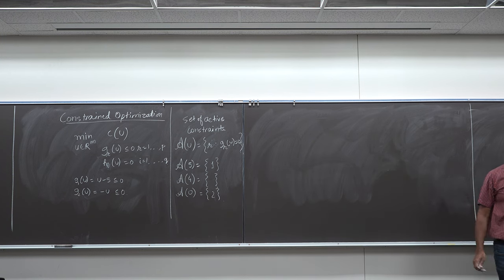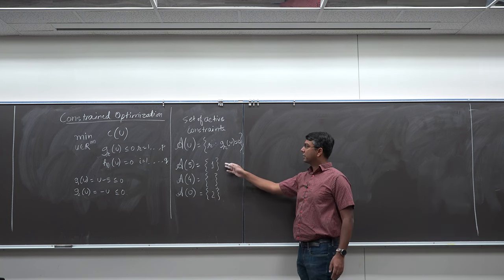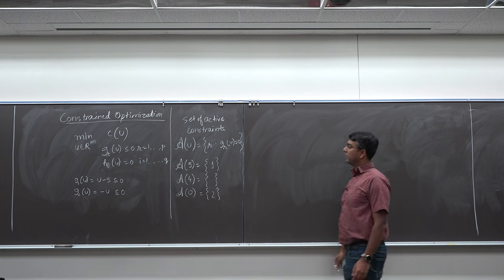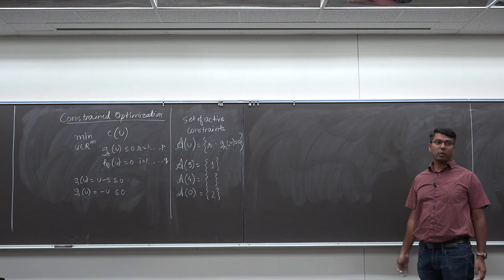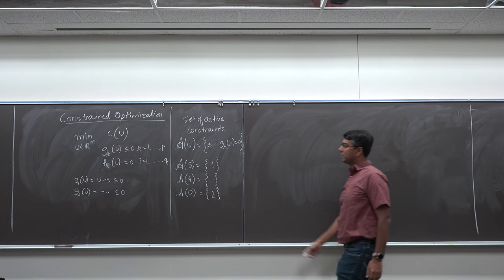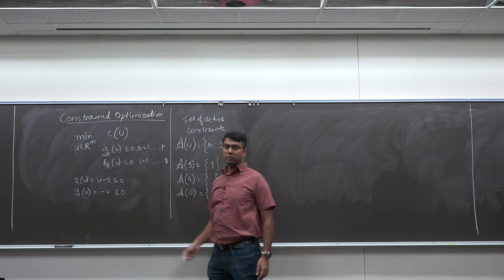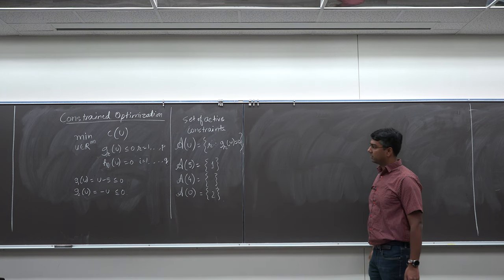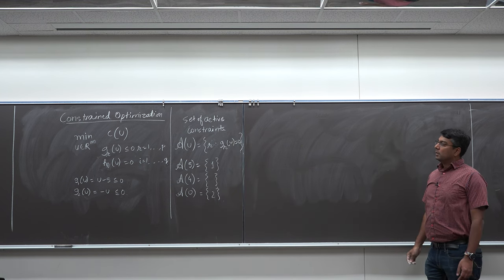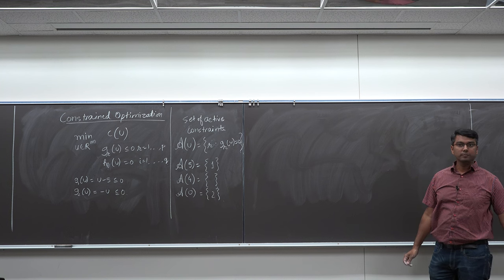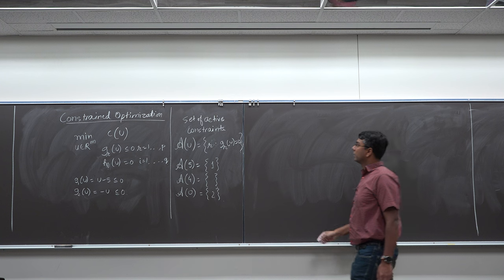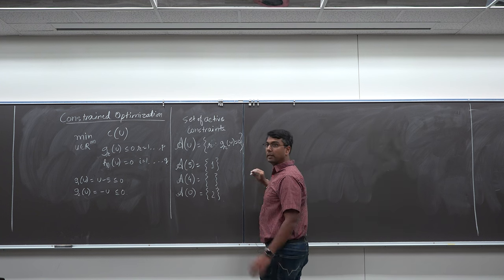So depending on the point u, some constraints may be active, some may be inactive. So we are just collecting the set of active constraints here, and it's only defined for the inequality constraints. For equality constraints, they are always active, right? So remember, hi of u is always equal to zero. So those constraints always have to be active. Any questions so far? Awesome.